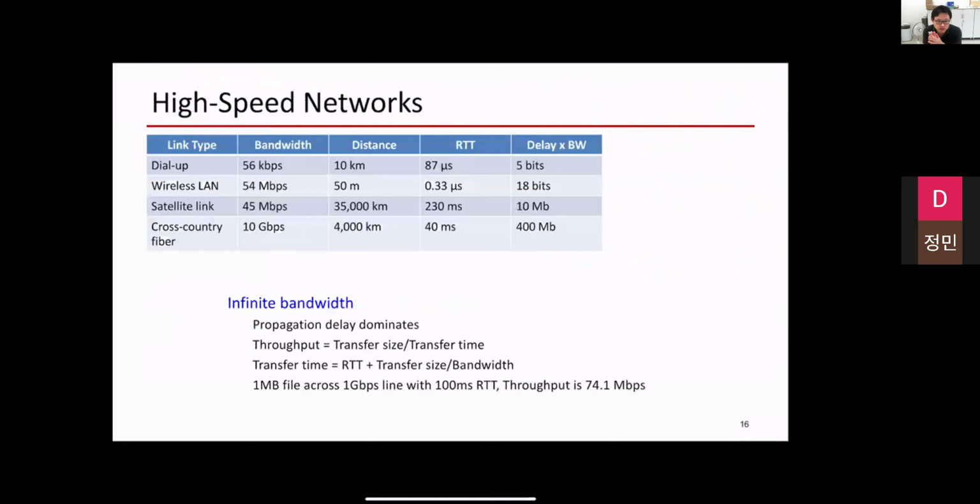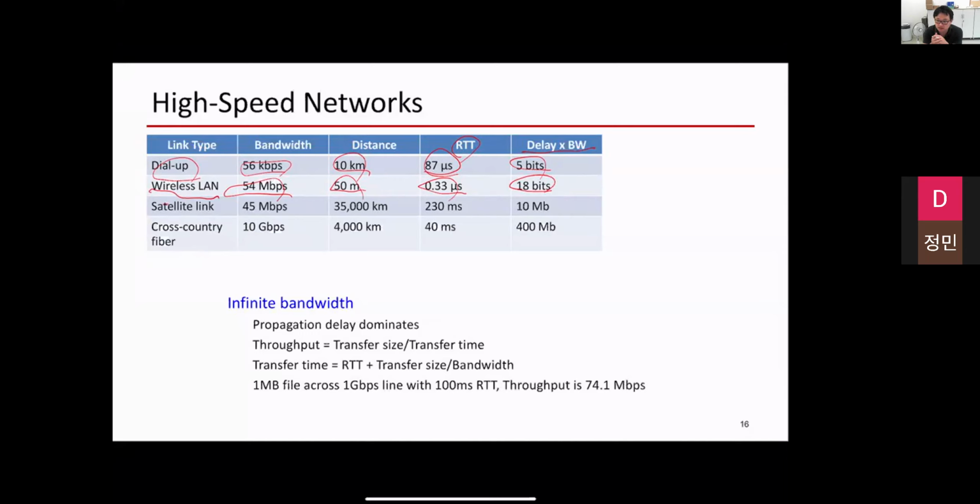Here are examples of different networks. Dial-up, you may not know about dial-up. A long time ago, when I was a middle school and high school student, I used the dial-up network to join the internet world. I was using my mother's wired phone, and then I was able to access it. The bandwidth is very shallow, 56 kbps, distance roughly 10 kilometers because it is wired using copper wire, round trip time is 87 microseconds, and the delay bandwidth product is 5 bits, very small. And Wi-Fi, what you are using, is 54 Mbps, distance only up to 50 meters, RTT is 0.33 microsecond, and the delay bandwidth product is 18 bits.